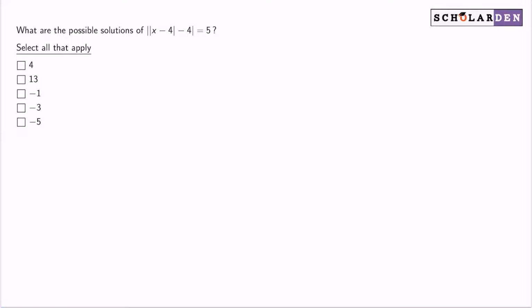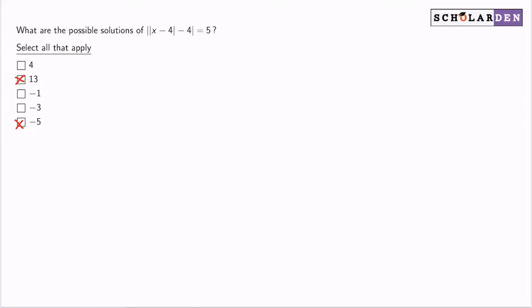What are the possible solutions of the absolute value of (x minus 4) minus 4 equals 5? All right, so this is a lot, right? Definitely want to take care of this problem very carefully. The answer here is 13 and negative 5. So let me go ahead and show you how to get this done.